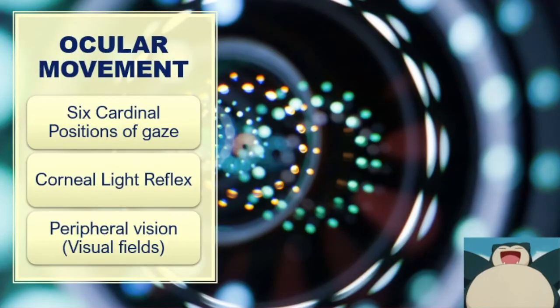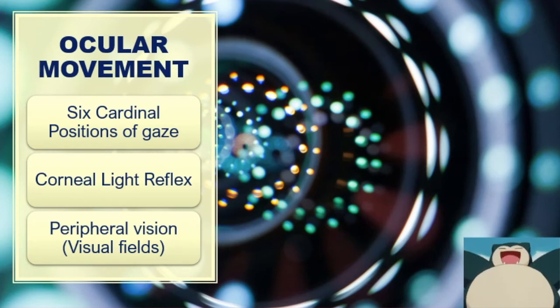So next, you test for ocular movement. In your ocular movement, recall the 6 cardinal positions of gaze. Your 6 cardinal positions of gaze will help us assess your extraocular muscles. Your corneal light reflex will also help us assess your cranial nerves, and other than that, your muscles. If you can recall, it is your muscle which would induce your pupillary light reaction.